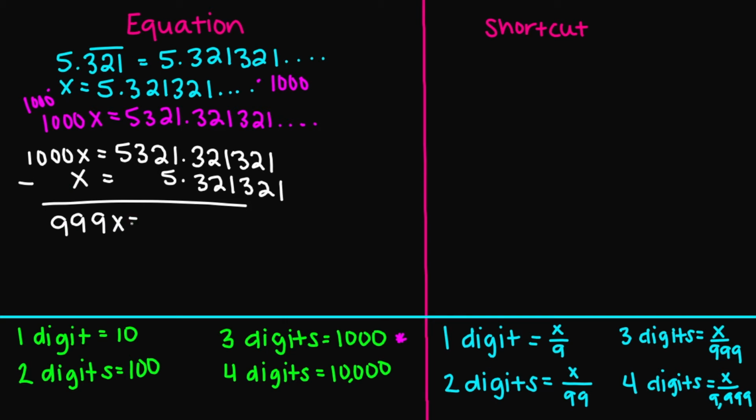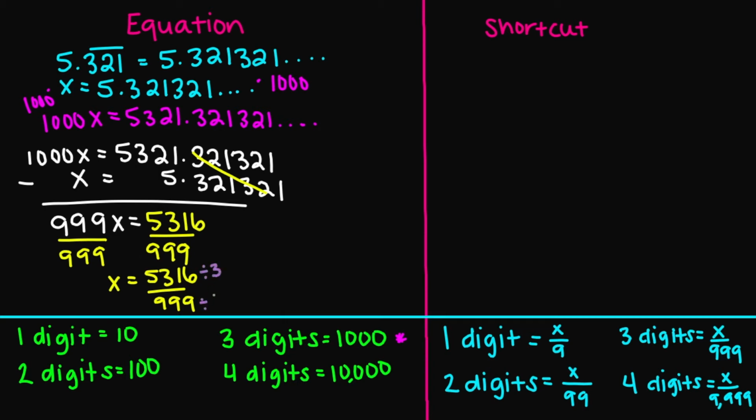999x equals your 5321 minus 5. This is going to be 5316 because these numbers here are going to cancel out. Now I'm going to divide both sides by 999. So you're going to get x equals 5316 over 999. And you can simplify this. The number 3 goes into both the numerator and denominator.